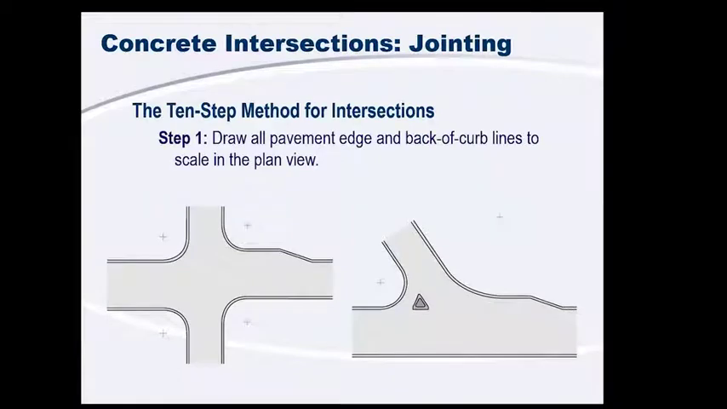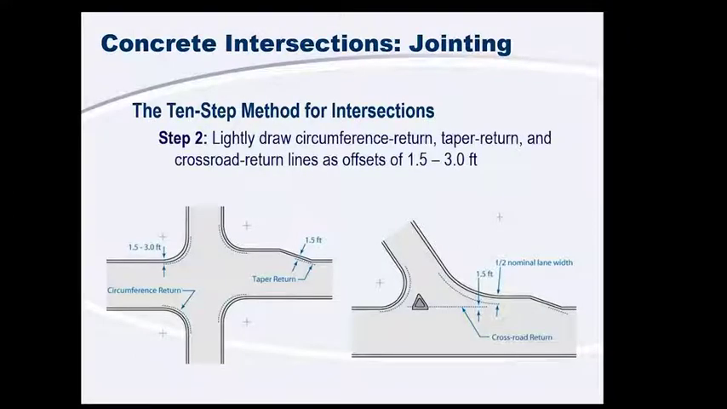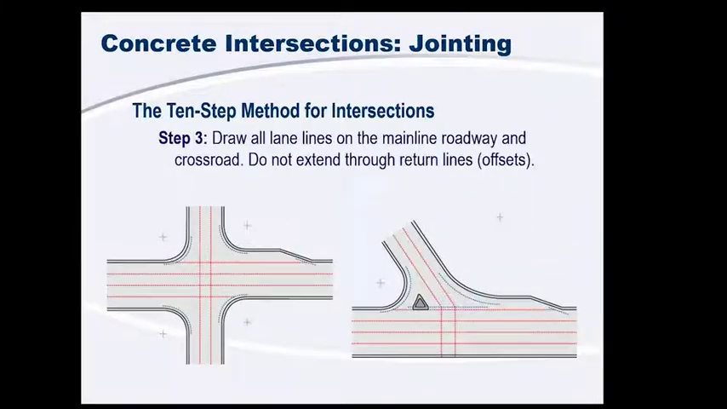Step 1, we start with our bird's eye view and we draw in our back of curb lines and our edge of pavement lines. Step 2, we add in circumference return, taper return, and crossroad return lines. We want to offset them from the edge of our pavements anywhere from about 1.5 feet to 3 feet off of the edge of our pavement. You'll see why in just a minute.